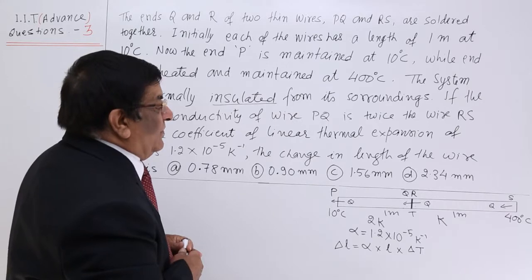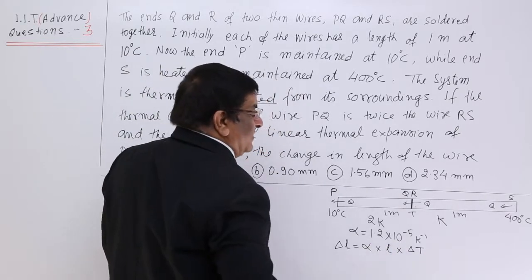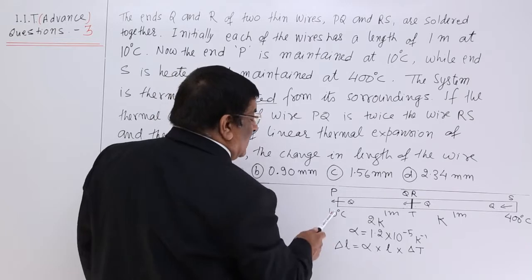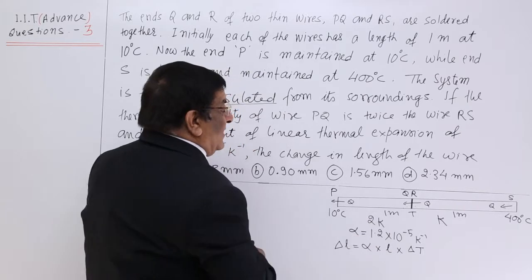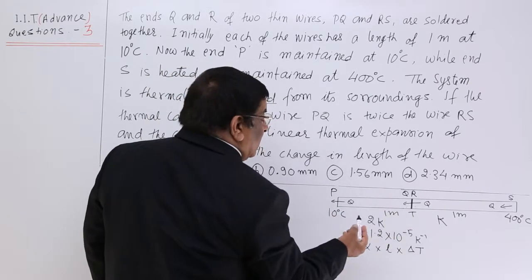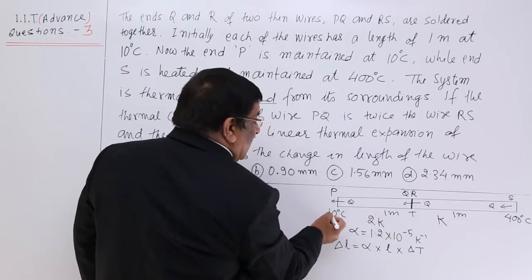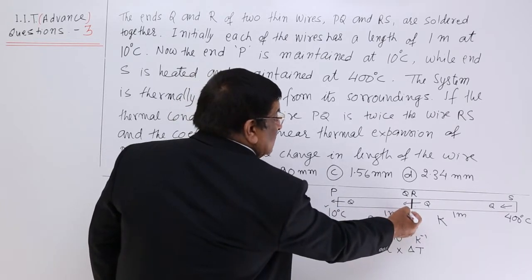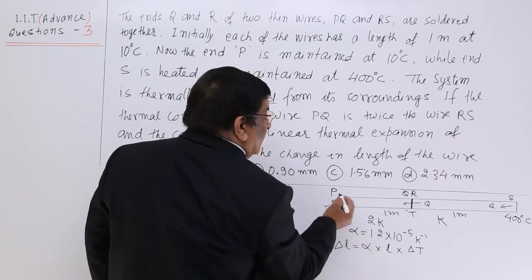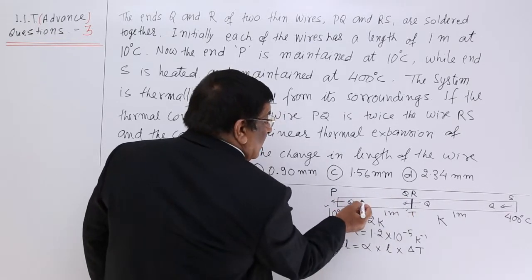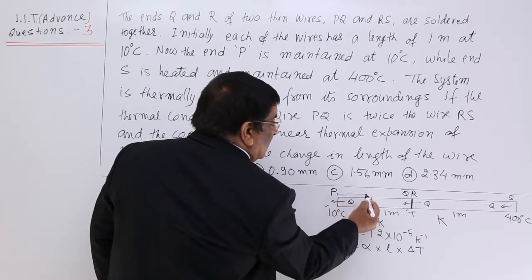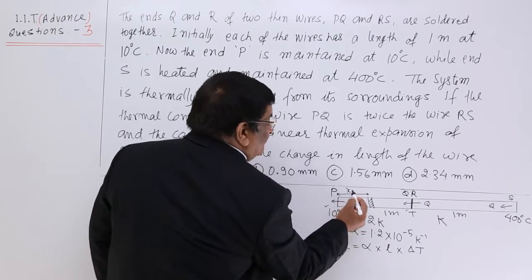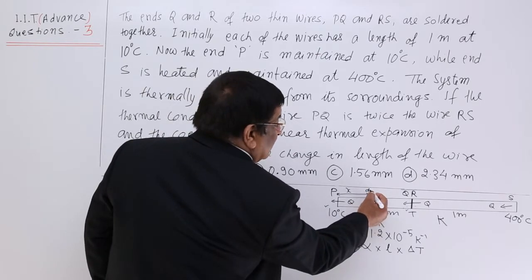So first, we will need the change in temperature. For that, we must know, if this end is at 10 degrees, what is the temperature of the other end? So that we know in the rod PQ what the temperatures of the two ends are. One end has a temperature of 10 degrees, the other end has a temperature of T. So what is this value of T? So that we can find out the temperature at every point. If this point is at a distance x from here, this width is dx.